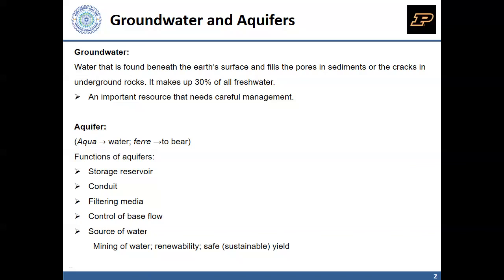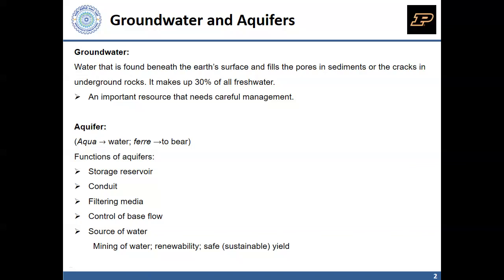If our time scale of extraction is usually much, much faster, we are not able to replenish these aquifers rapidly enough for them to be what is called sustainable. So you hear terms like sustainable yield and optimal yield, which is essentially addressing that question.